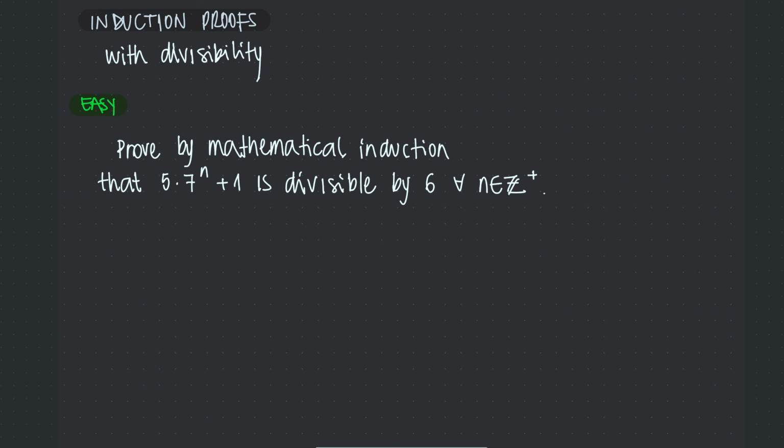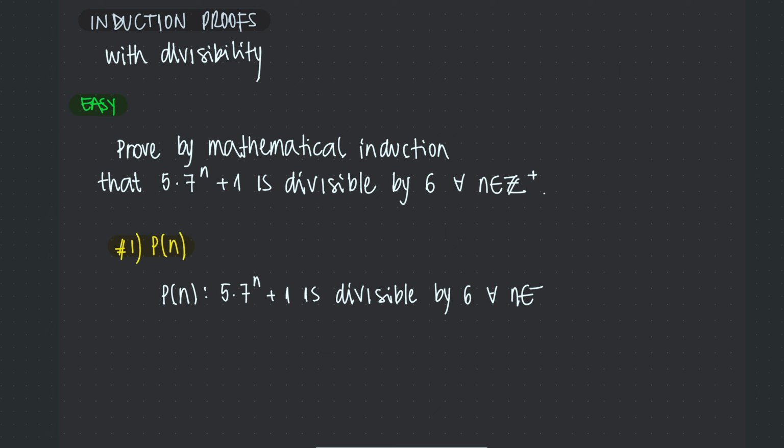Now on the first exercise, which is the easy exercise, we need to prove by mathematical induction that 5 times 7 to the n plus 1 is divisible by 6 for all positive integers. Given that, the first thing we want to do is to write our P(n), which we already have in front of us: 5 times 7 to the n plus 1 is divisible by 6 for all positive integer n's. This is the propositional function, and this is exactly what we want to prove.